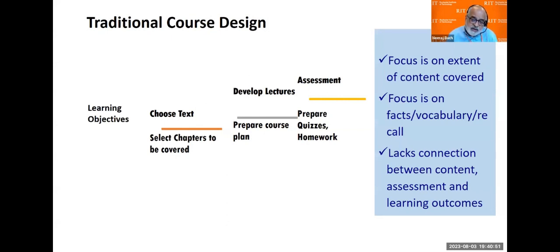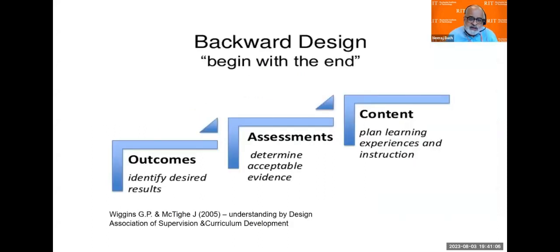And as the box on the side of the screen shows, it is very content driven, and very content focused. And the way we should be thinking about the design of a course is really backwards. And that's why this is called backward design. So you should always think of the end first. So what are the outcomes? What are the learning outcomes that you want the students to meet and hopefully master at the end of the 14 weeks or 15 weeks?